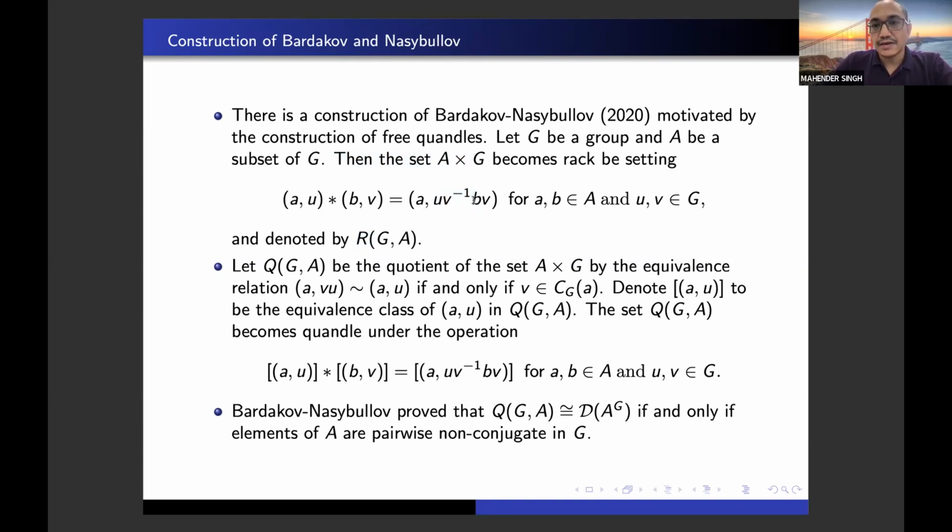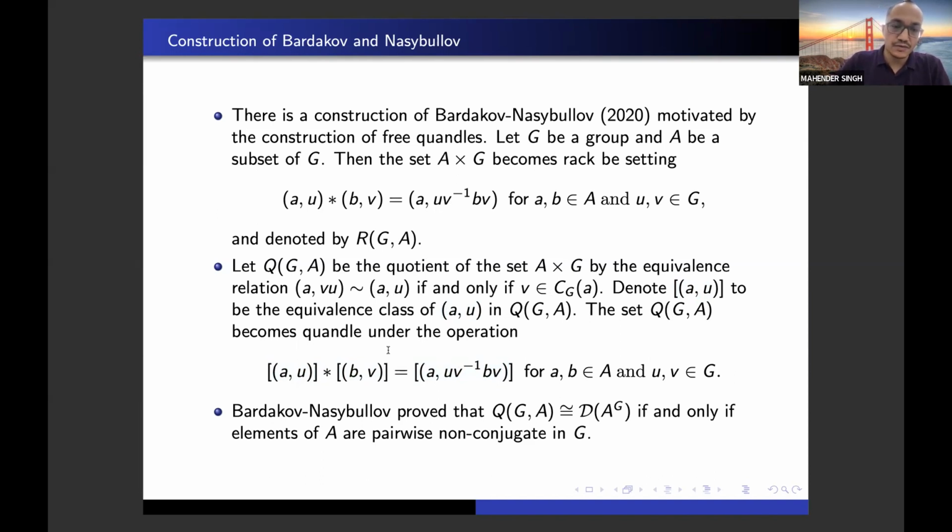In case your group G is a free group and S is a free generating set, this gives you what is called a free rack. This is a rack; for a quandle, you need to go modulo some relation. The relation is that you equate (a, vu) to (a, u) whenever v is in the centralizer of a in G. Let us denote by the square bracket the equivalence class of the element (a, u). One can check that there is a well-defined binary operation on this quotient set, and in fact that's a quandle.